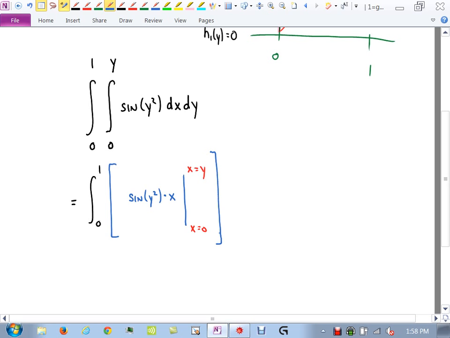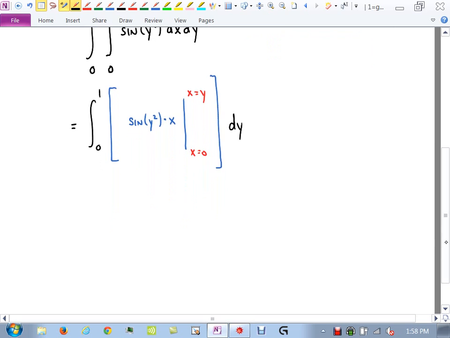So let's plug these in. I forgot my dy on the end here. I'm going to do this one. If x is y, what do you get? y sine y squared? So integral 0 to 1. Inside there, I'm going to get y sine y squared. And then minus, what do you get when you plug in 0? 0. So that's not even there. And so that's just basically that with respect to y.